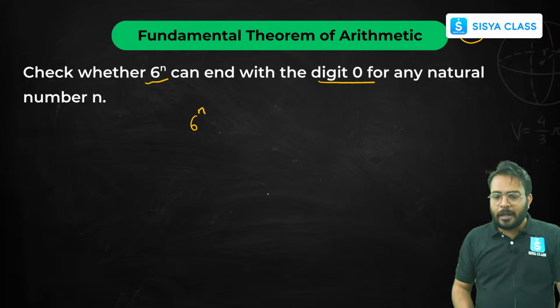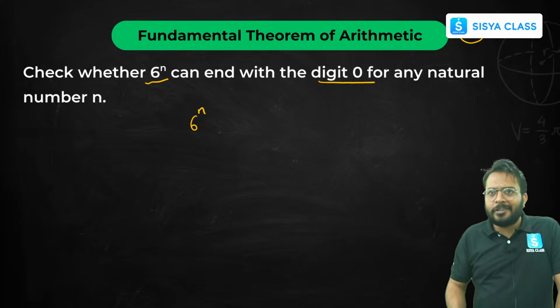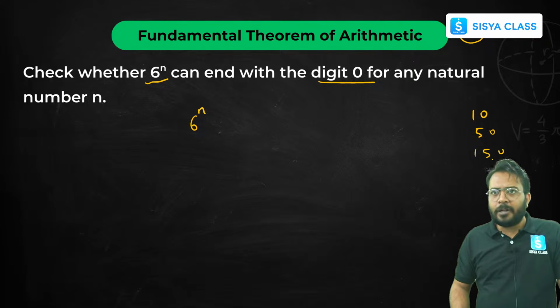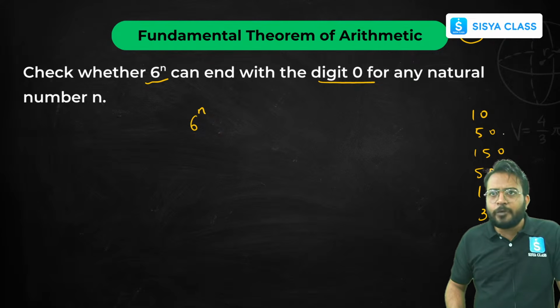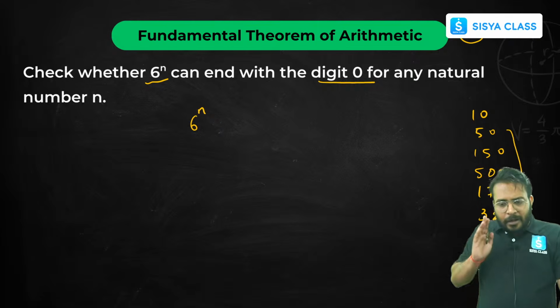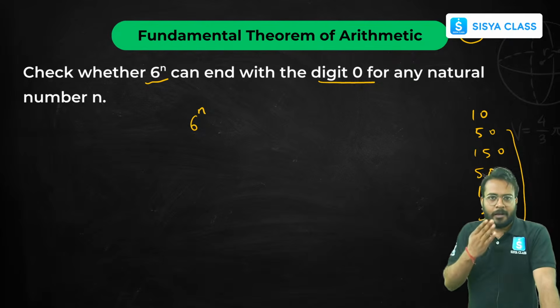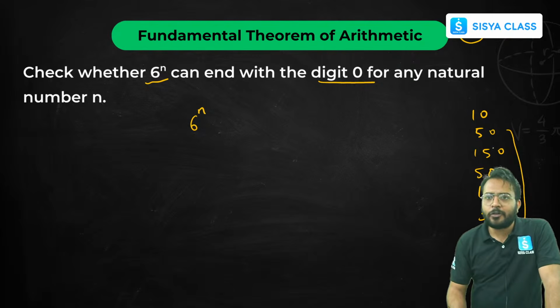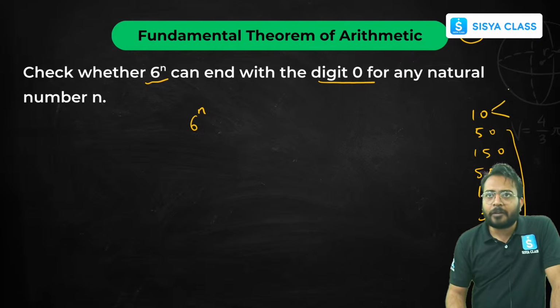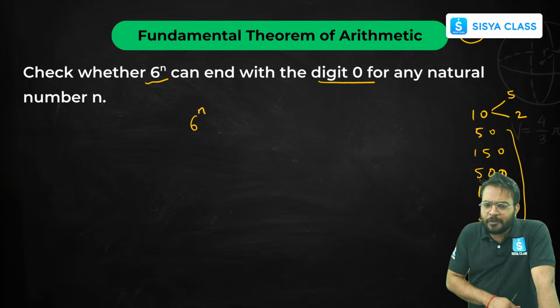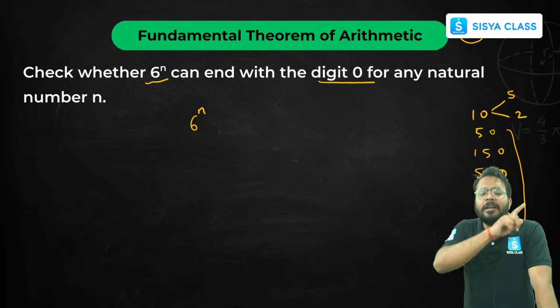If any number is ending with digit 0, suppose I have 10, or 50, or 150, or 500, yes or no? Or 170, or 320, any number which is ending with digit 0, can you see? Definitely it is going to be divisible by 5. Why? Because 5 is going to be one of its factors. Understood? And that's why any number ending with 0 is definitely divisible by 5.